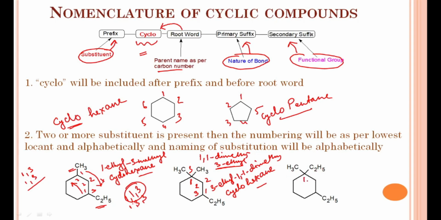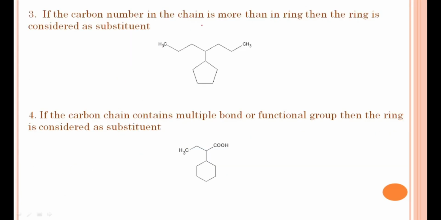As per the lowest locant, you have to select the numbering like this. How to give the numbering? Ethyl comes first in naming, in which position ethyl is present, 1, 3-diethyl-1-methylcyclohexane.